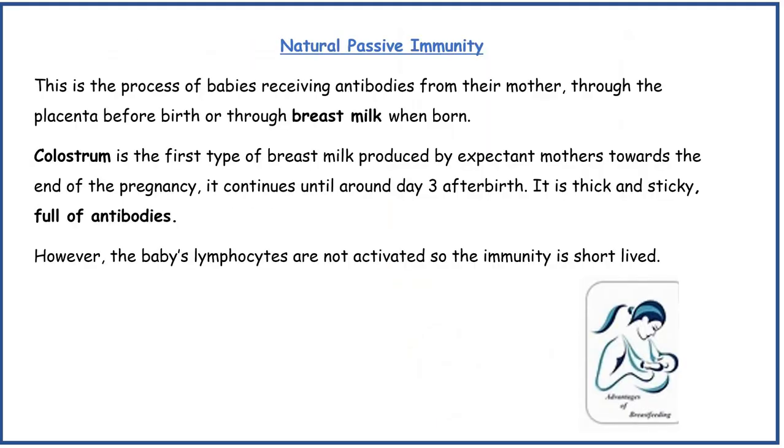Natural passive immunity. This is the process of babies receiving antibodies from their mother through the placenta before birth or through breast milk when born. Colostrum is the first type of breast milk produced by expectant mothers towards the end of pregnancy, and it continues until around day 3 after birth. It's a thick and sticky substance and it's full of antibodies. However, the baby's lymphocytes are not activated, so the immunity is short-lived.